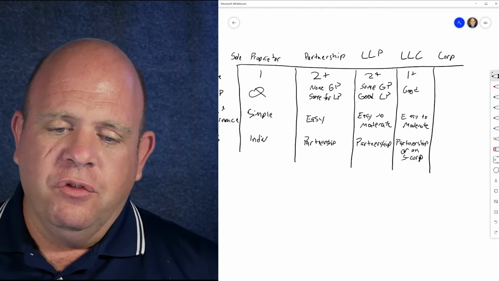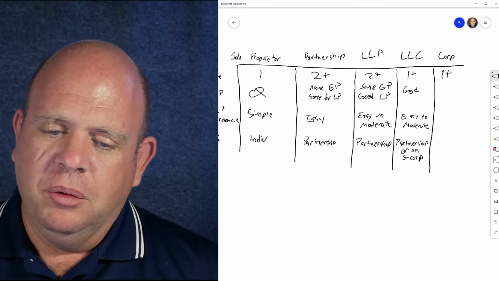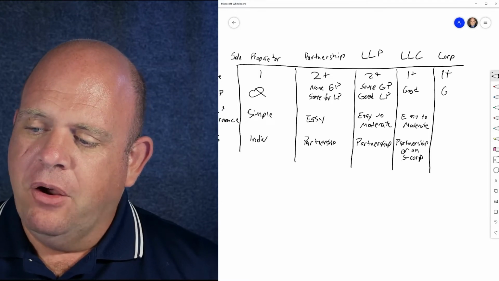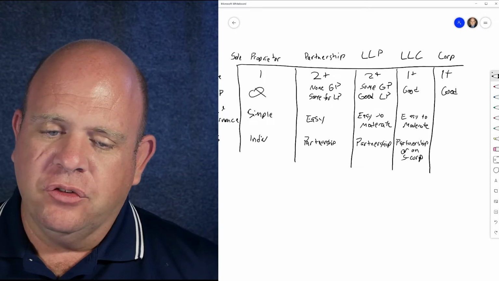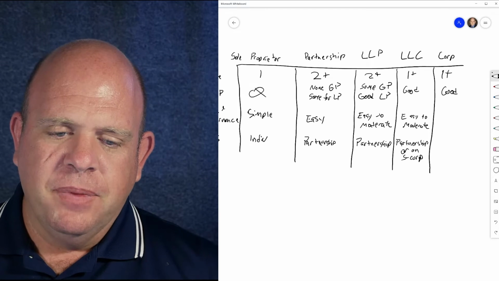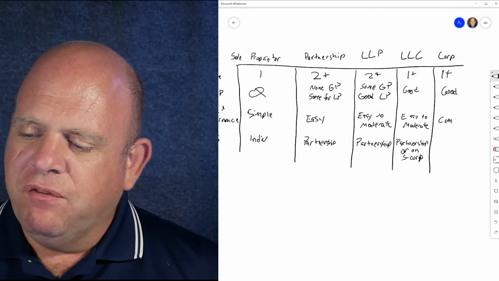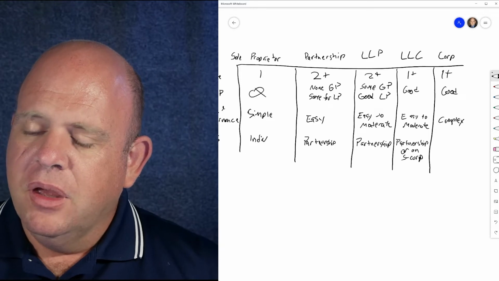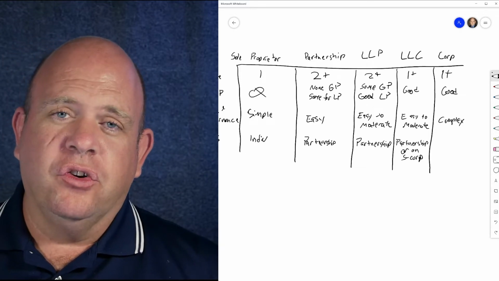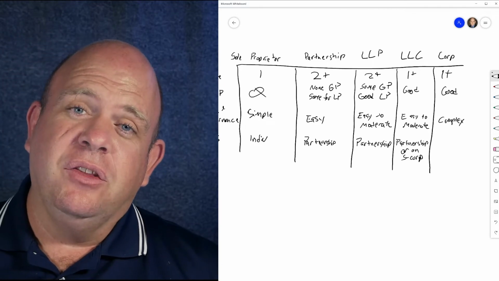In terms of corporations, we can also just have one person in most jurisdictions. There is good asset protection, though slightly different than in an LLC. But the maintenance of them tends to be fairly complex. You need to have a board of directors. That board of directors may not do anything, but they need to be there.